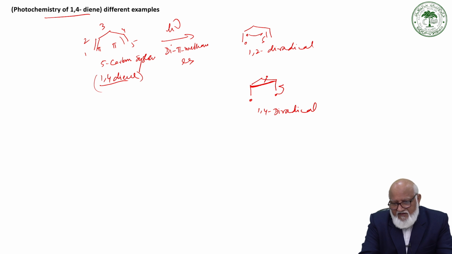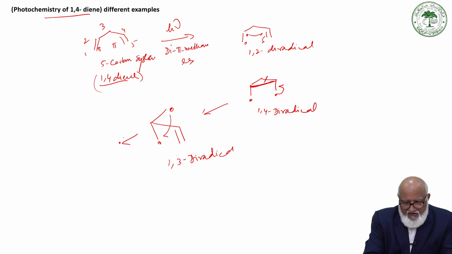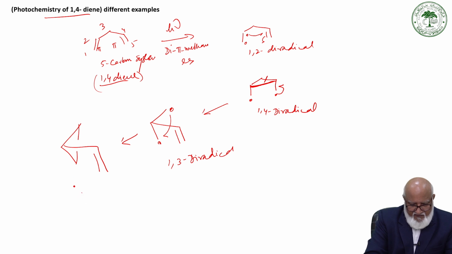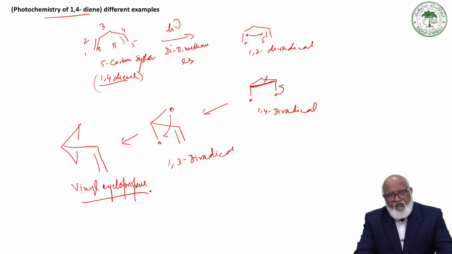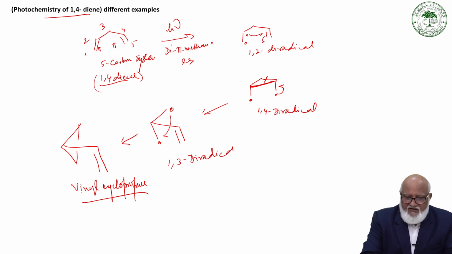If we open the old bond, then we end up with an intermediate like this. It's a 1,3 diradical. And then this diradical can combine to give the vinyl cyclopropane. So vinyl cyclopropane is the product of a very interesting rearrangement. It's called the di-pi-methane rearrangement.